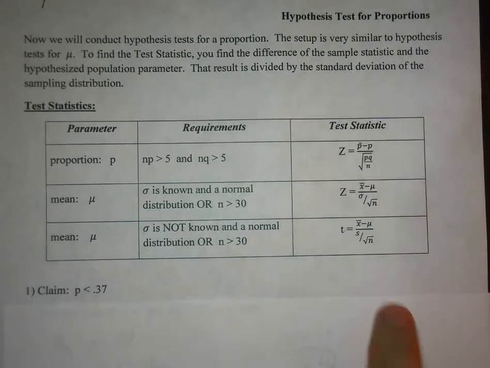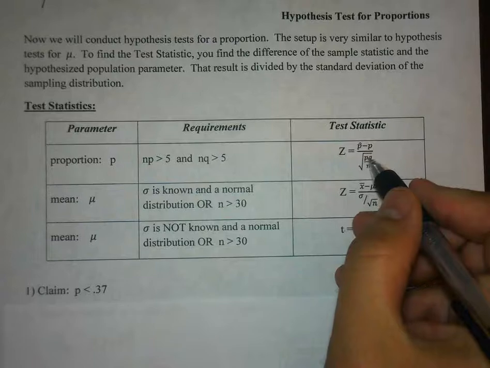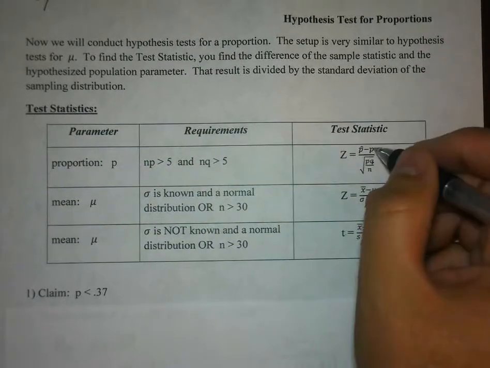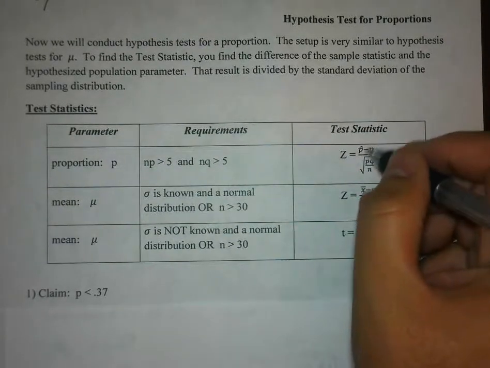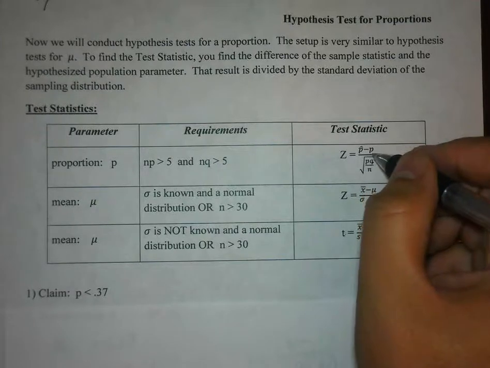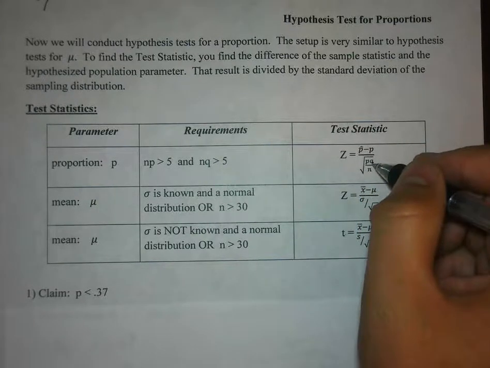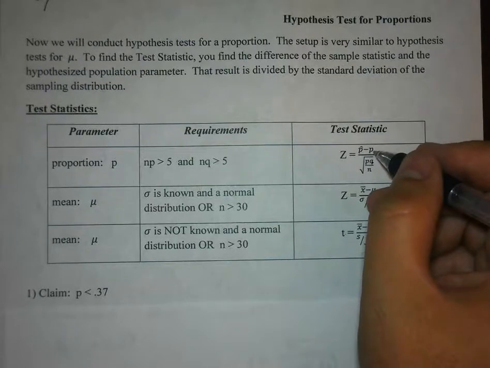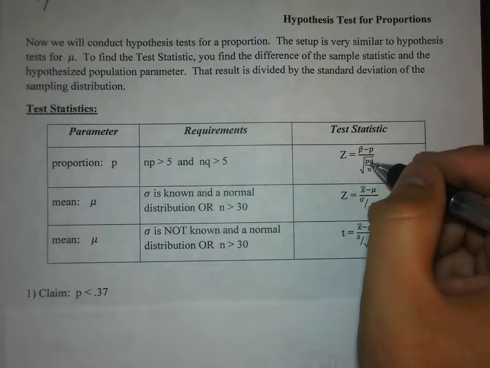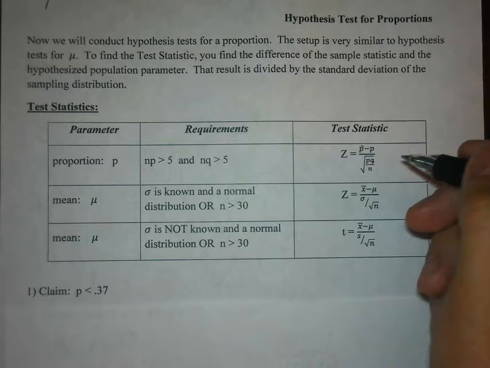Now notice when we're doing this, that we're using pq because now we have a value for p. We have a hypothesized value for p, so now we can use p and q rather than p hat q hat underneath the square root. Like we did in our confidence intervals, we use p hat and q hat. Now because we have p, we're going to use p and q.